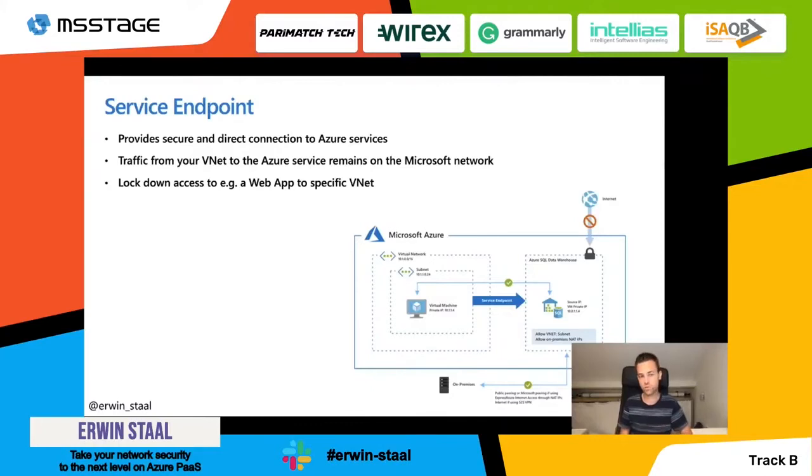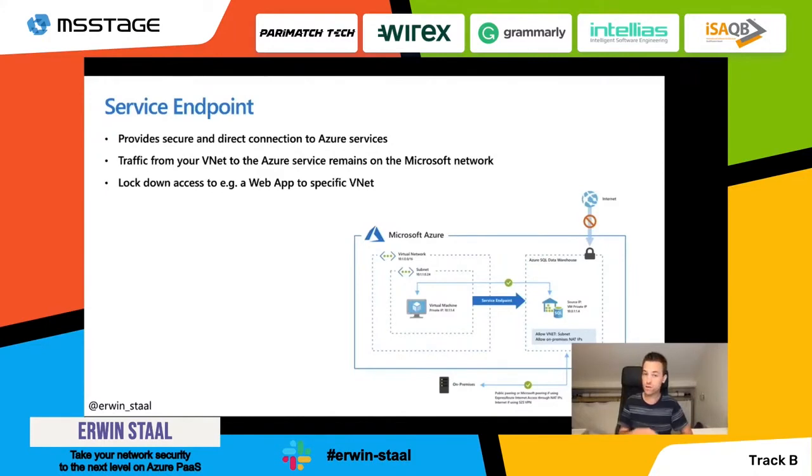So first, the service endpoint. The service endpoint looks a bit like the private link, but it's also a bit different, obviously. What it does is provide a secure and direct connection to Azure services. Where you would normally go to a service within Azure, from your virtual machine, for example, to a database, over a public network, now you get a secure and direct connection to the Azure services.